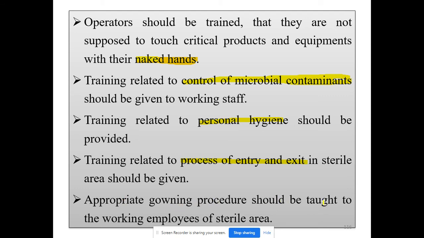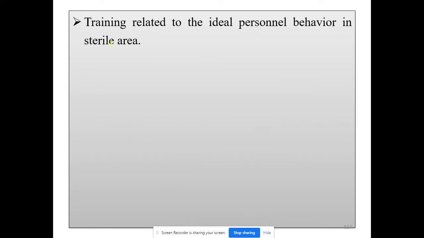Appropriate gowning procedure should be taught to the working employees in the sterile area. Training related to the ideal personal behavior should be given to the employees who are working in the sterile area.